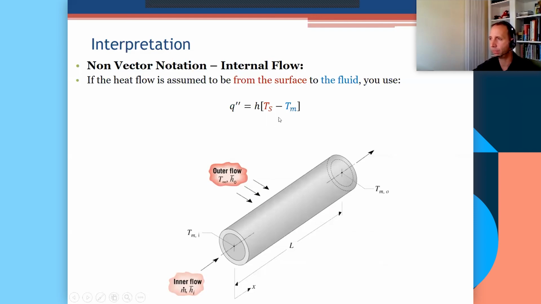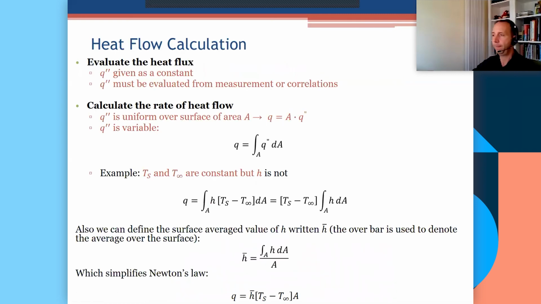So instead of taking the temperature difference between the surface and the free stream, we take it from the surface to what we define as the mean temperature of the fluid. And that may change as you move along the x-axis, as you heat up the fluid, for example. We'll talk about this in the next movie. Just wanted to keep the movies short enough.